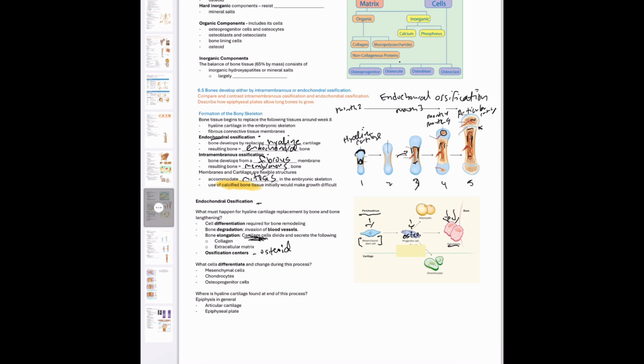So what cells differentiate? We've already discussed these different things. The mesenchymal cells, they develop into osteoblast, and so do the osteoprogenitor cells. And what happens with these chondrocytes? They are going to enlarge or hypertrophy, and they're also going to die. So once these guys die, it opens up this cavity here, and then we also have the osteoclasts, which are helping to break it down. Okay, so now let's get into the details.